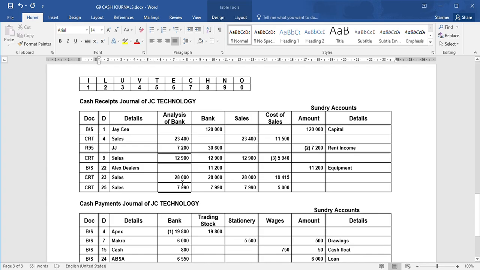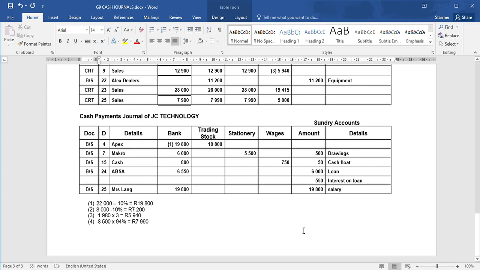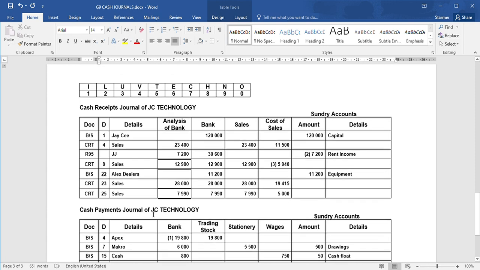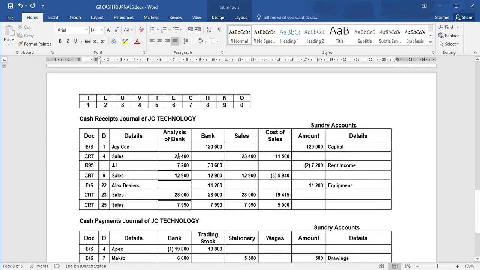And that is because on the same day I received rent from JJ. We don't have a rent income column, so we need to use sundry accounts here. And to calculate that amount, you take the 8,000 and you subtract 10% off that. And then at the end of the day, you add those two numbers up and go to the bank once.